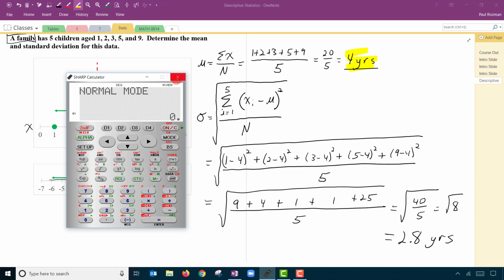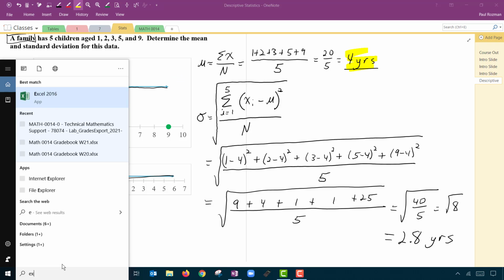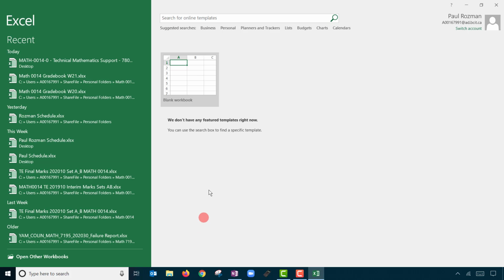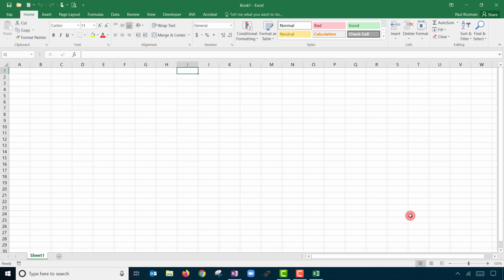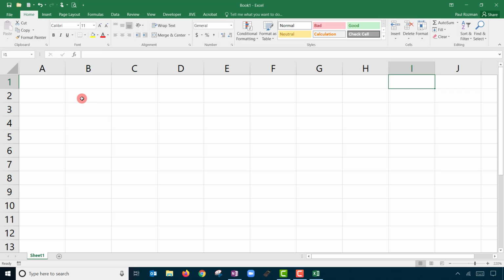Of course, I think it's easier to use Excel, but you may not always have Excel with you. So suppose we wanted to do this again using Excel. There are a few different ways of doing this. I'll try to blow this up so you can see. My kids' ages were 1, 2, 3, 5, and 9. And I want to calculate the mean.